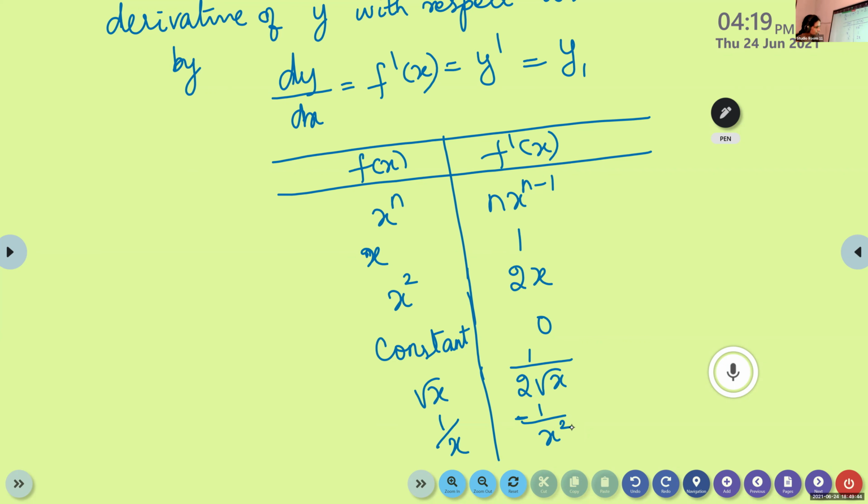Children, in the next class you have to learn this formula and come. Otherwise, you'll not be able to follow how we are differentiating. Learn the basic formulas what you have learned.